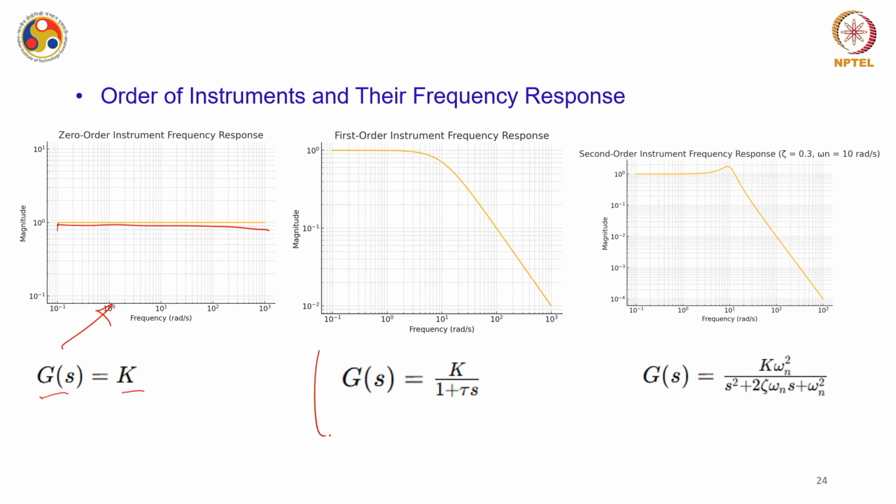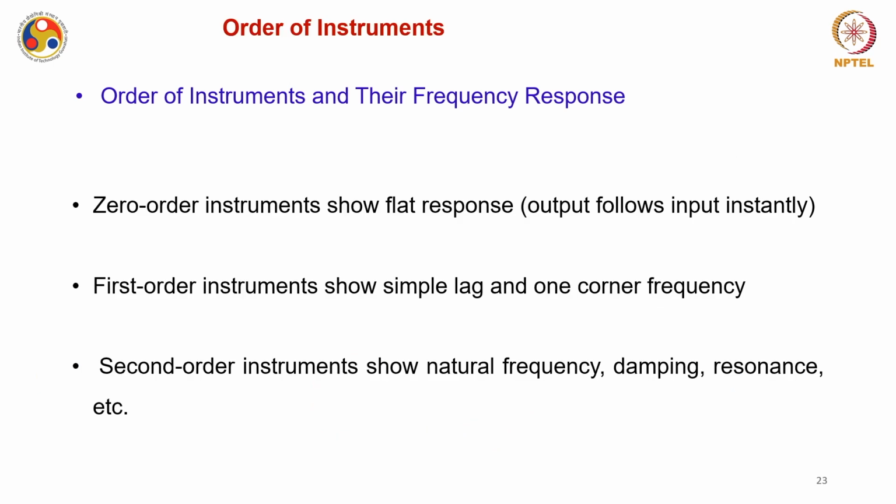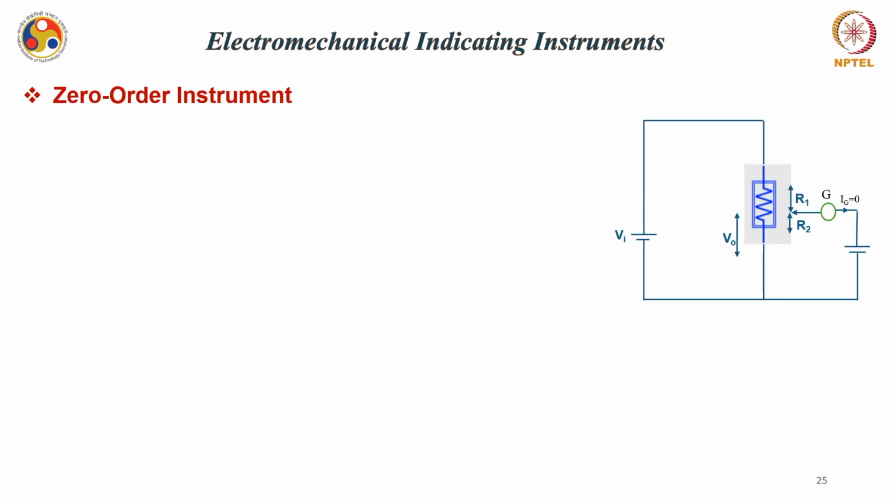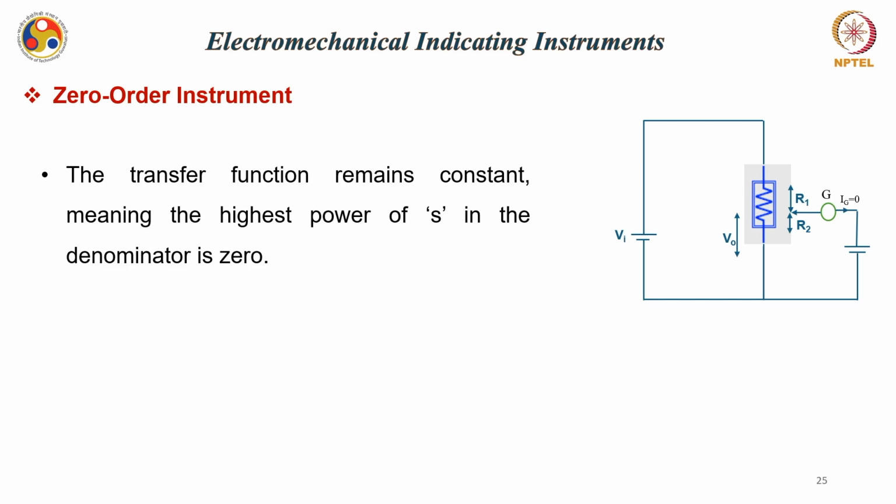For the first order, in the Laplace domain it is something like this. Just replace s by j omega and you will get it in the frequency domain. It shows lag and one corner frequency. And this is for the second order instrument, and typically this graph shows a zeta value of around 0.3 and a certain value of omega n. So this is a typical frequency response for a second order system. Now let us try to understand the transfer function for different order instruments, because we have to deal with this a lot in this course.